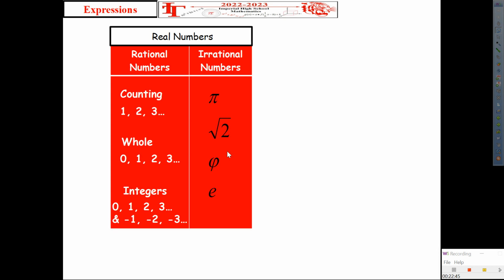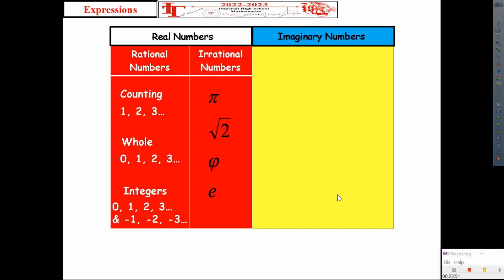So now, students, let me introduce you to the new group of numbers, imaginary numbers. Imaginary numbers.